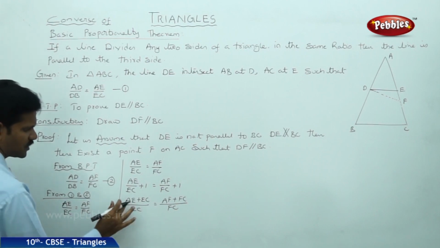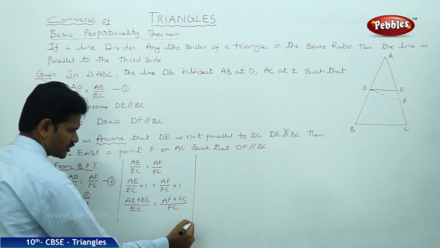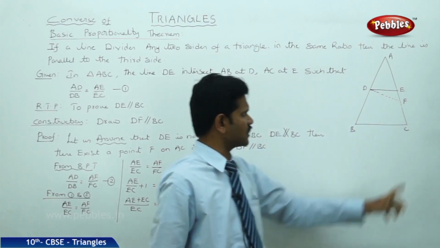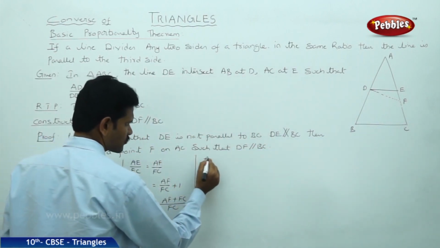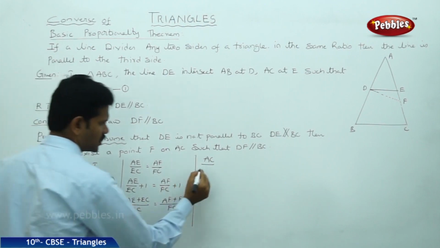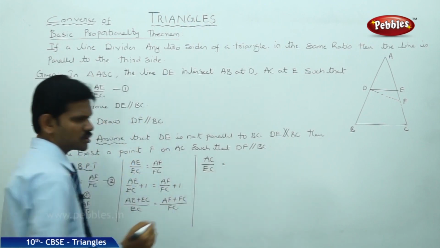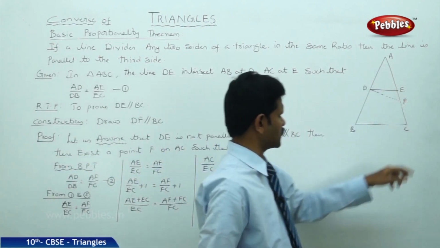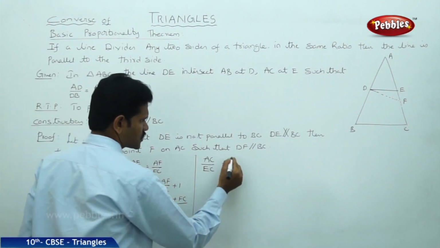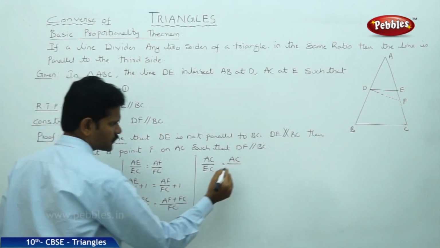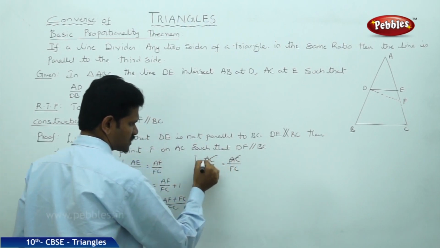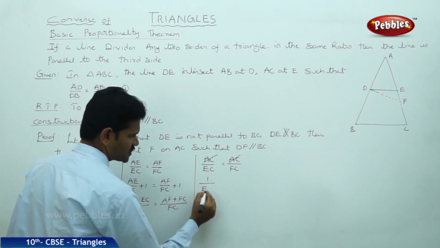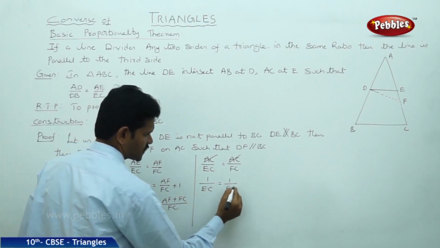Now let us see, AE plus EC. Go to the diagram, AE plus EC will give you AC by EC, that is equal to AF plus FC, which will give you again AC by FC. Numerators are same, eliminate on both sides. Now 1 by EC is equal to 1 by FC.